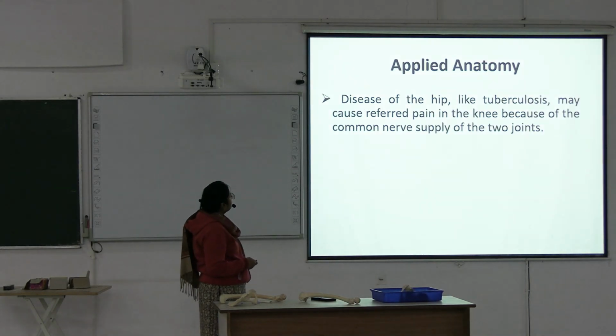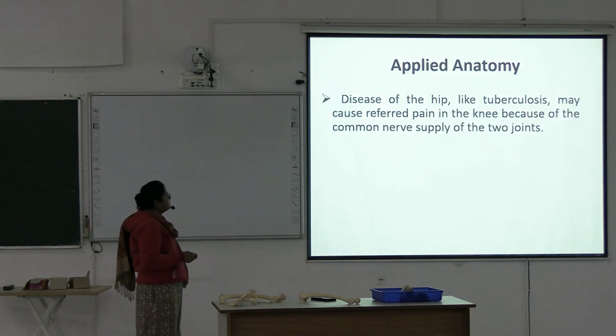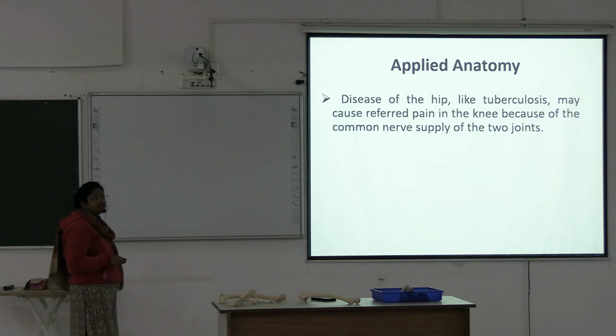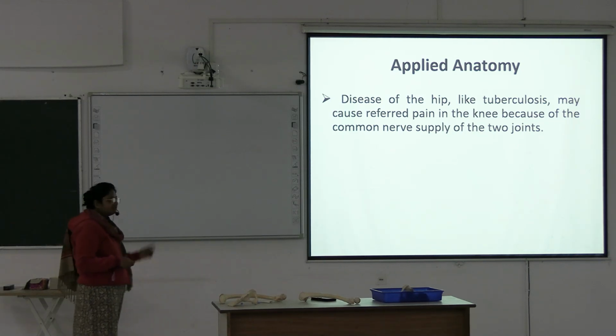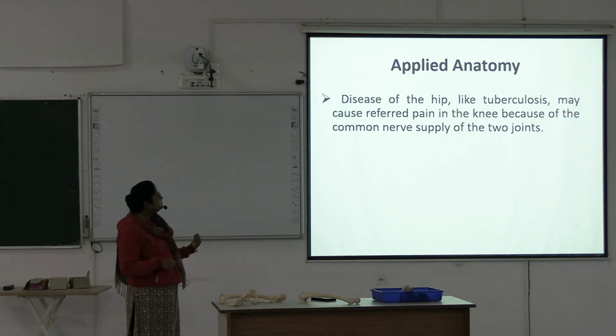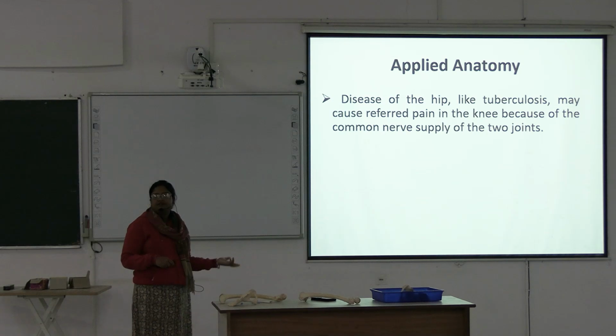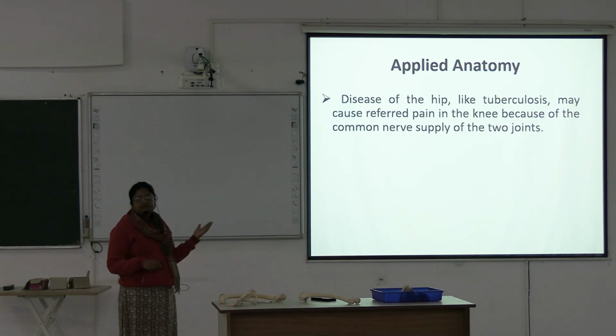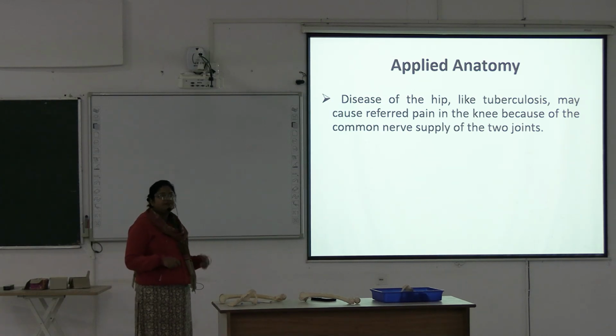Next, disease of the hip like tuberculosis may cause referred pain in the knee because of common nerve supply of these two joints. This is also important, explain why. In case of disease of the hip joint, you will feel referred pain in the knee joint, due to the same root value of the nerves.